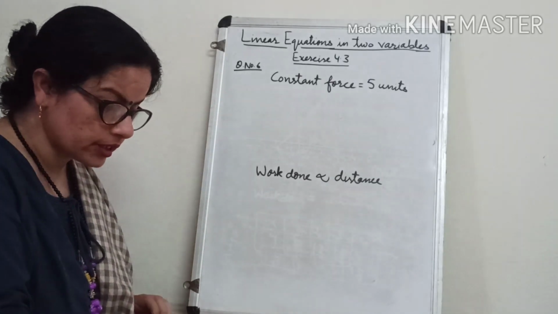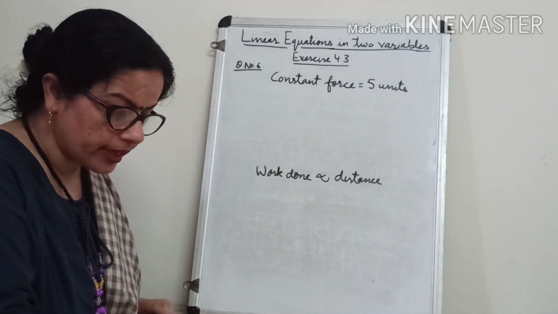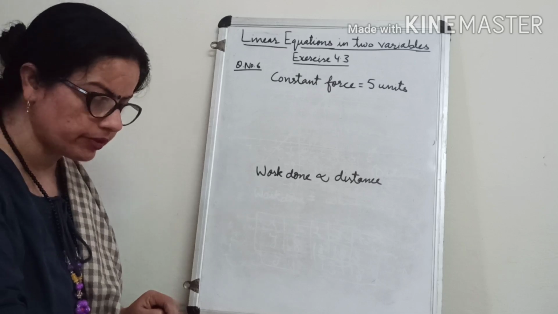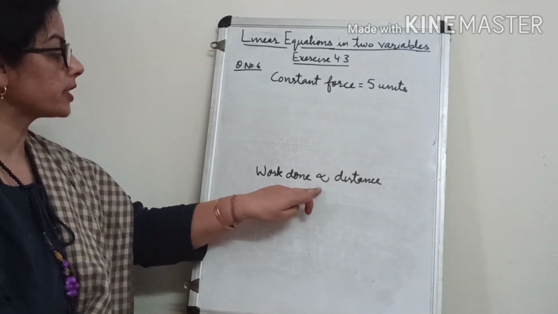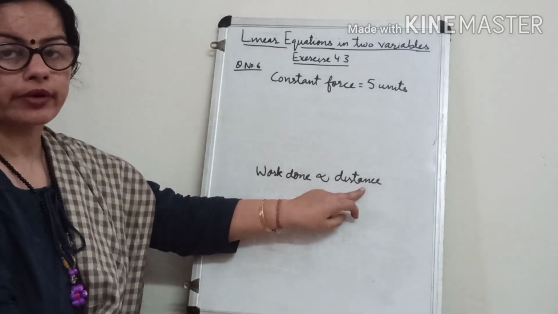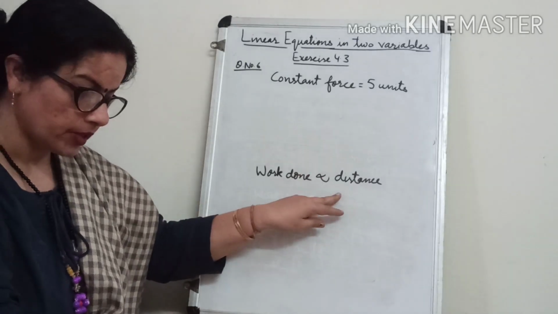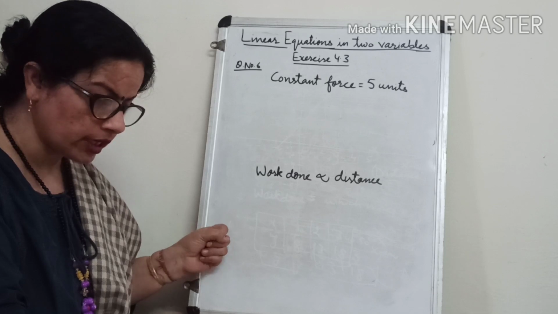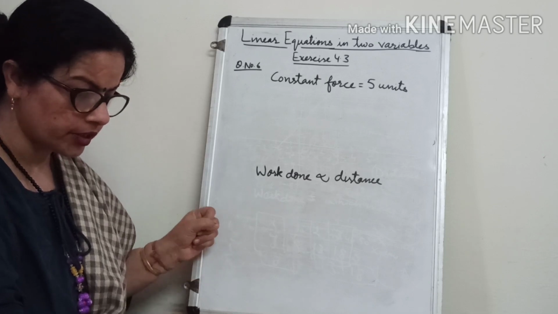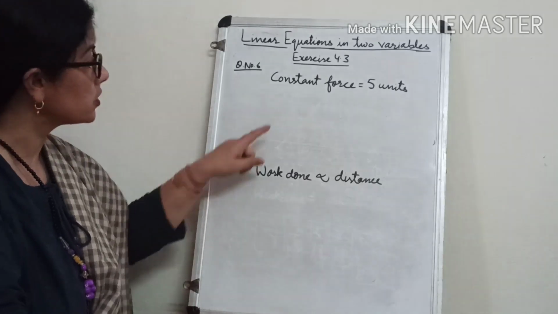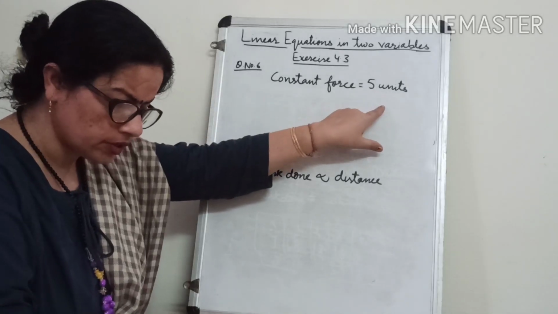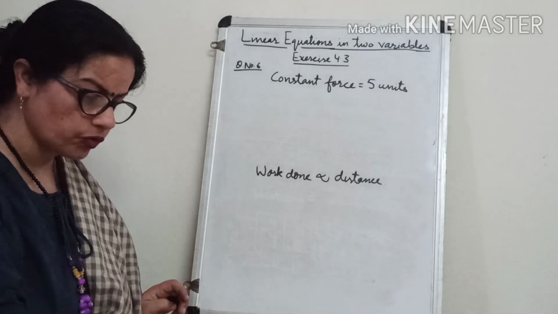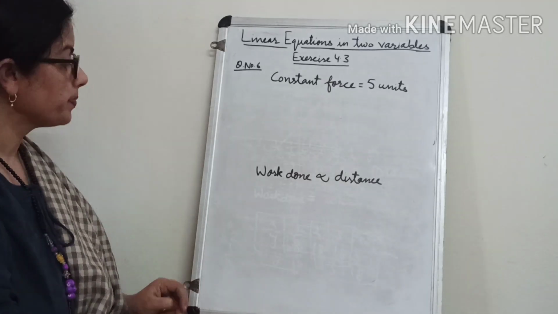In this question number 6, it says: if the work done by a body on application of a constant force is directly proportional to the distance travelled by the body. Work done is directly proportional to the distance travelled by the body. It is given to us, and express this in the form of an equation in two variables, and draw the graph for the same, taking constant force as 5 units. And then two questions are there with this, that answer also we have to give with the help of the graph.